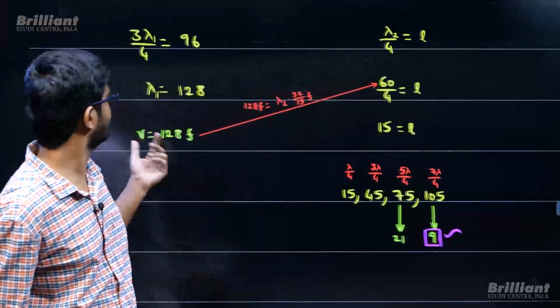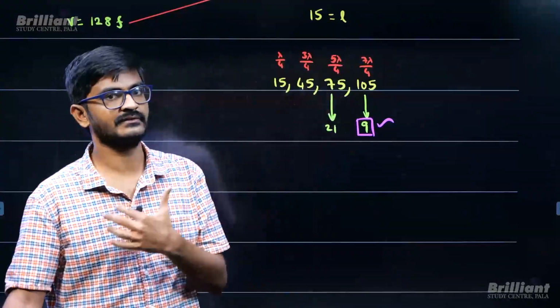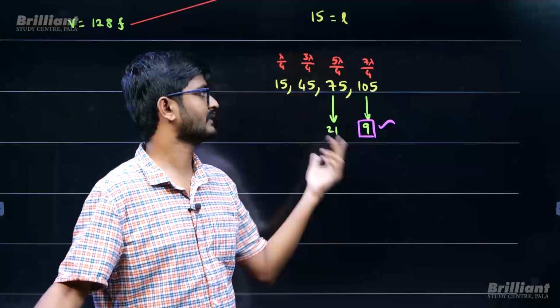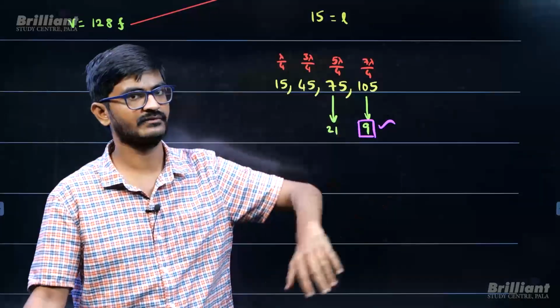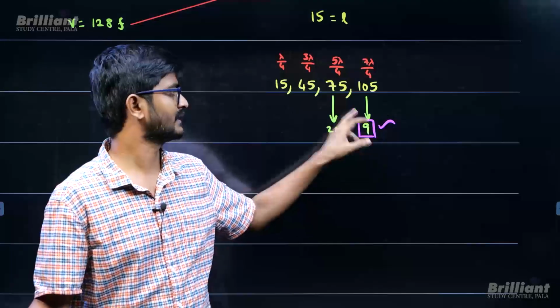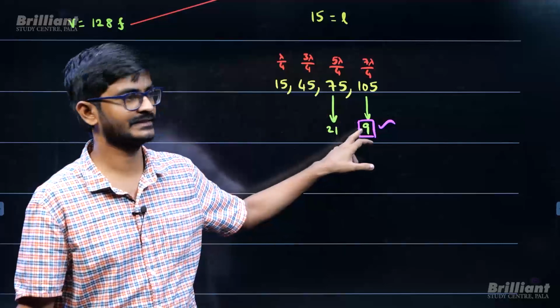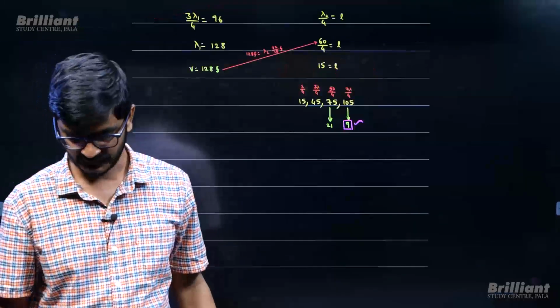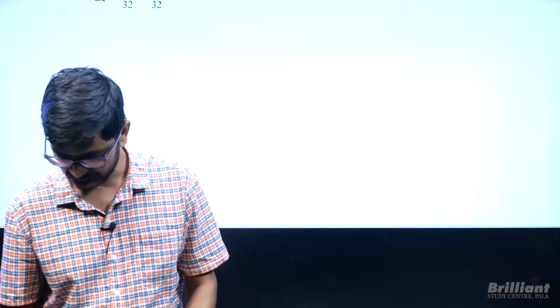Initially the length was 96. Now I can reduce the length to 75 or I can increase the length to 105 for a standing wave to be found, but which is easier for us? 96 to 105, the only difference is 9. But if you want to move to 75, the difference is 21. They are asking for the least distance, which is 9, right? Now going to the other question, what we have left, the damping question.